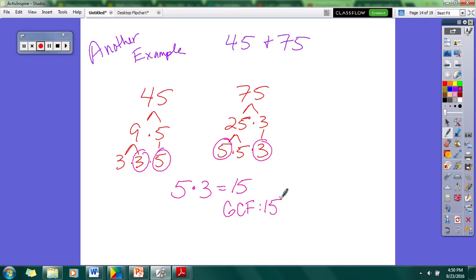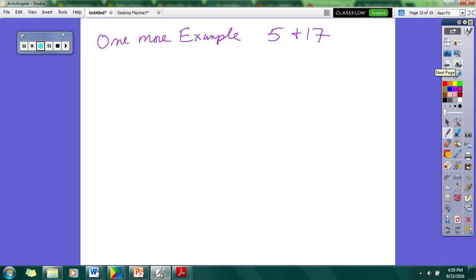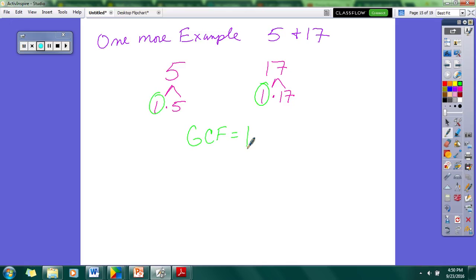Let's try another example. 5 and 17. Here, 5 I know is a prime number, so the only numbers that I can multiply to get 5 are 1 and 5. 17 I also know is a prime number, so the only thing I can multiply to get 17 is 1 and 17. So the only number that they have in common is 1. So the greatest common factor of these two numbers is going to be 1. When you have two prime numbers, the only factor that they share will ever be 1.